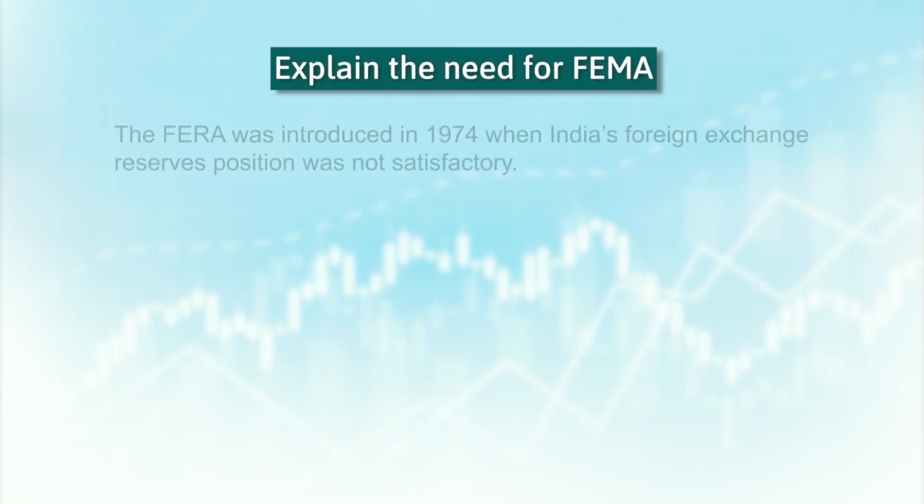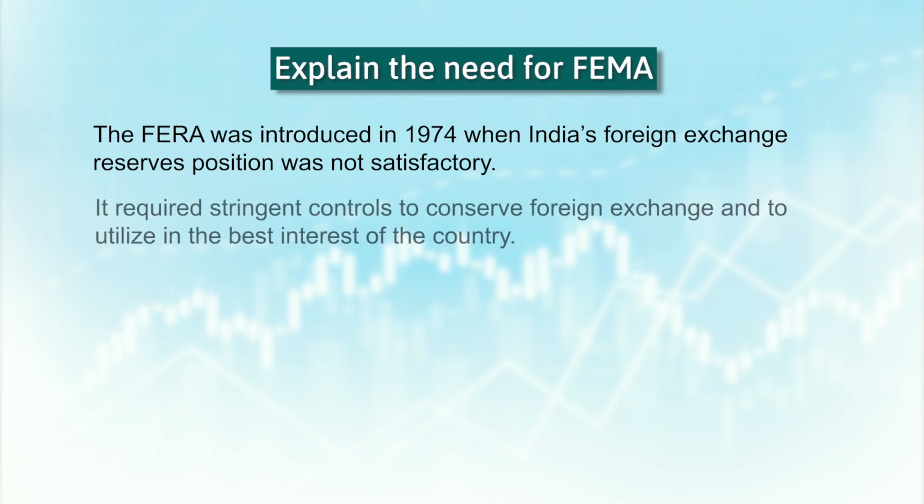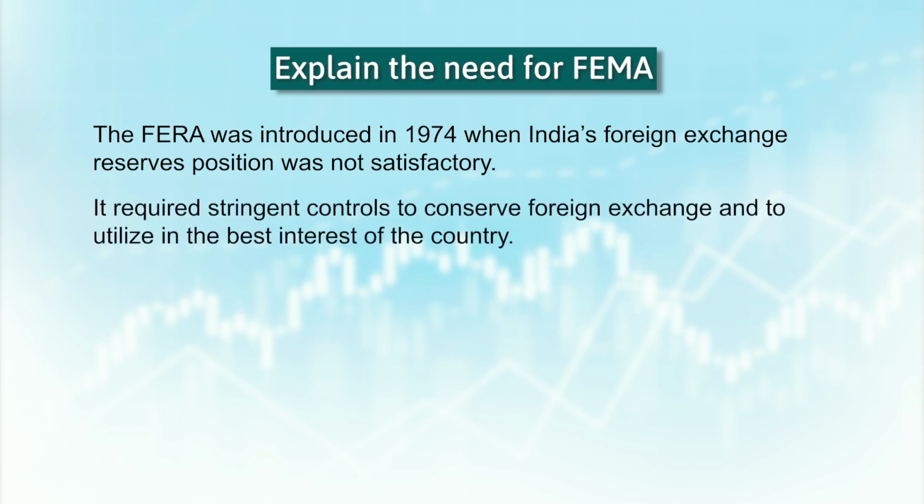But with the FERA Act, or with the demand, we can explain the need for FEMA. The need for FEMA was basically on two constraints. One, the foreign exchange position was not satisfactory, and secondly, some controls needed to be imposed on it so as to utilize it for the best interest of the country, because the country was on a self-sufficient mode of growth. That was the major objective of Indian economic policy before the 1990s.